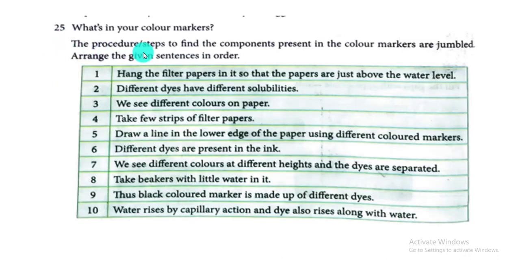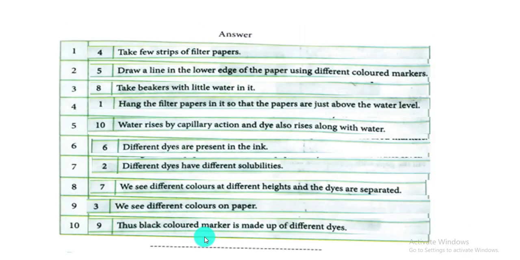Question number 25. These are all the procedures or steps to find the components present in the color markers, but they are jumbled. Then you have to arrange them in the proper order. How can we arrange? Come, let us arrange them in proper order. First, you have to take a few strips of filter paper. Draw a line on the lower edge of the paper using different colored markers. Take beakers with little water in them. Hang the filter papers in it so that the papers are just above the water level.